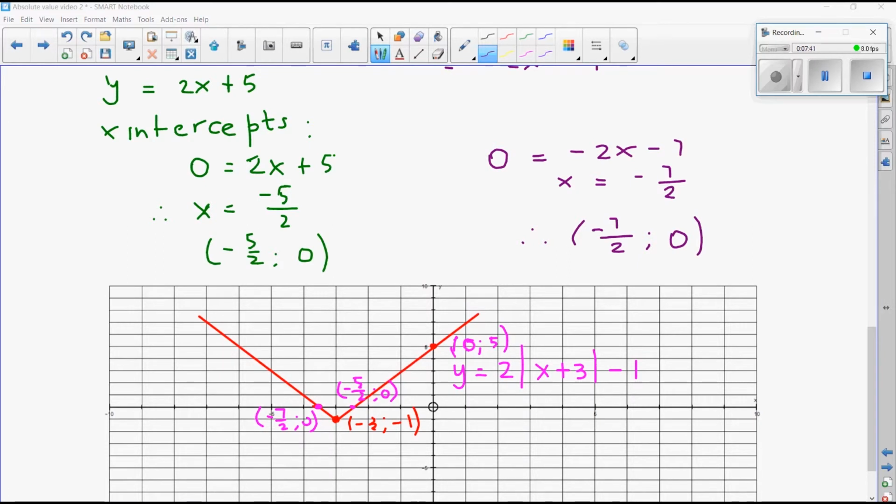Before we move on to the next example, you could even have written down the equations of each of the arms of the graph. So remember, when x is greater than or equal to negative 3, then the arm of the graph was y equals 2x plus 5. And when x was less than negative 3, this arm of the graph is minus 2x minus 7. It's not necessary to do so, but you can.